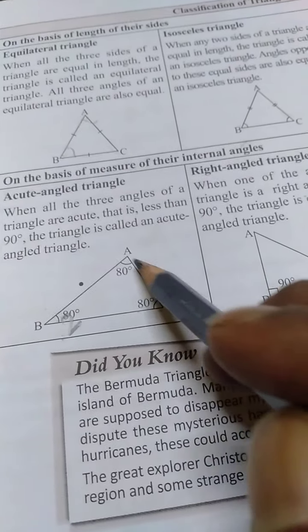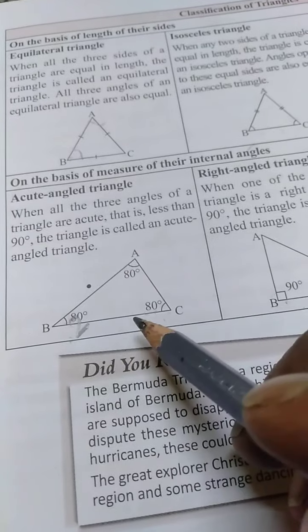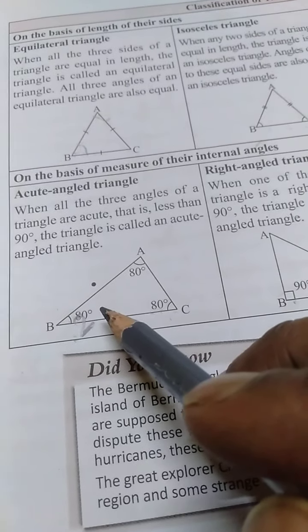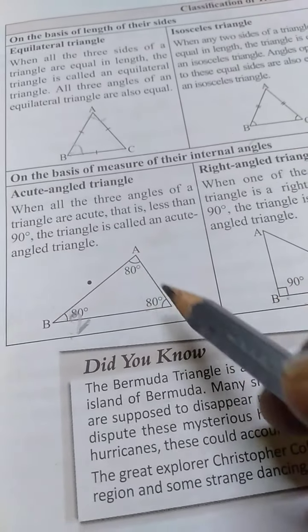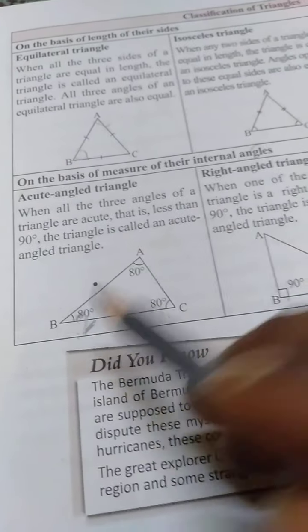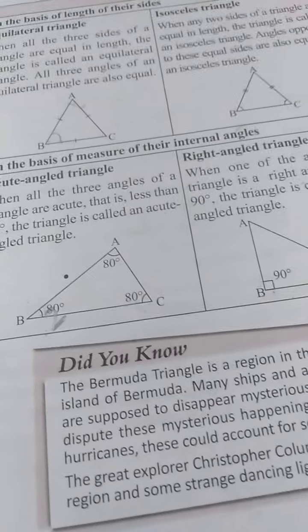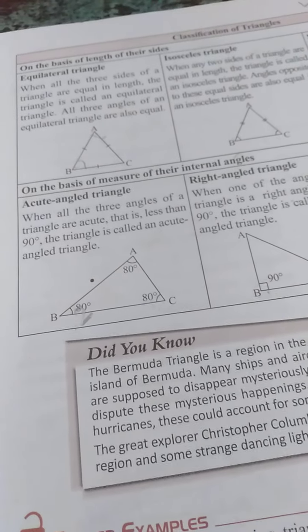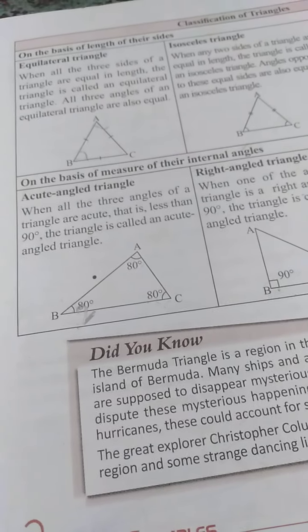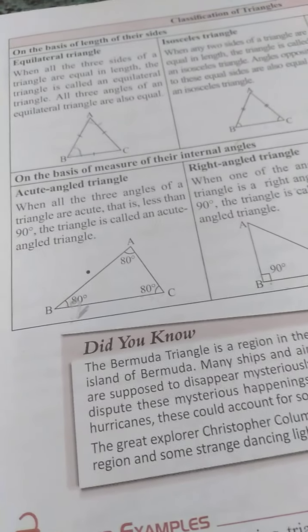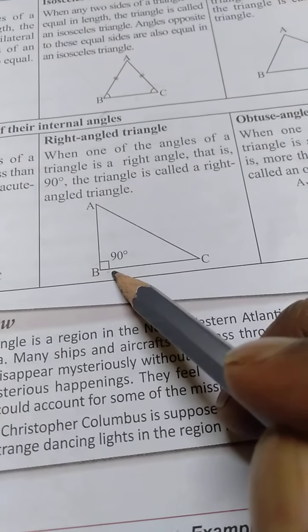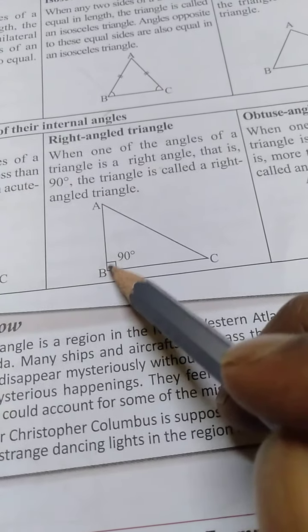If all three angles of a triangle are less than 90 degrees, this is less than 90, this is also less than 90, this is also less than 90, then we call it an acute angle triangle. What do we call it? Acute angle triangle.